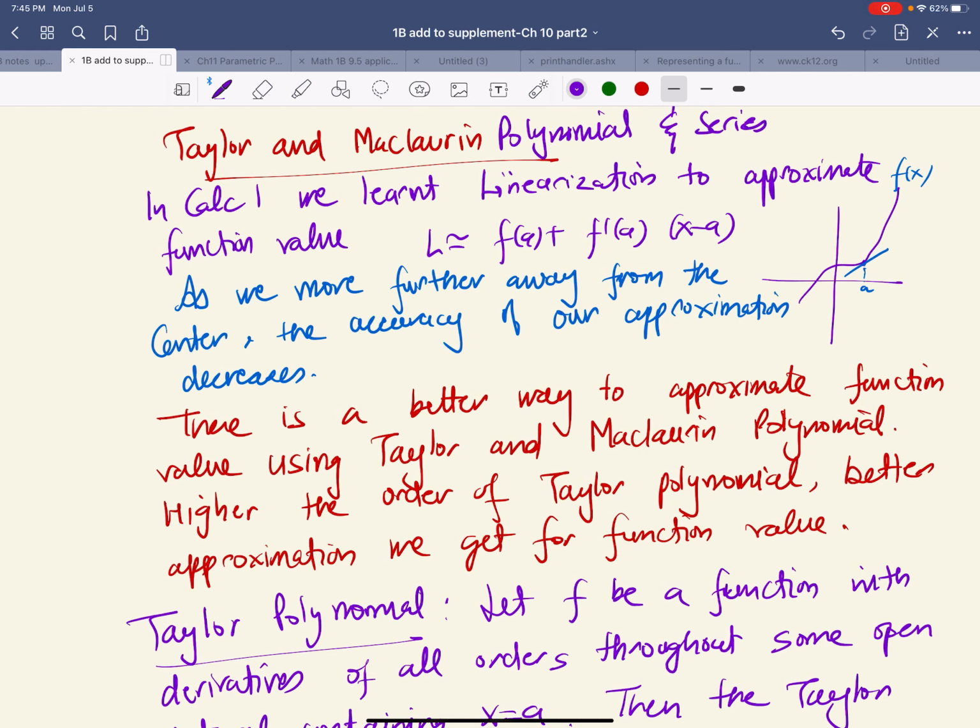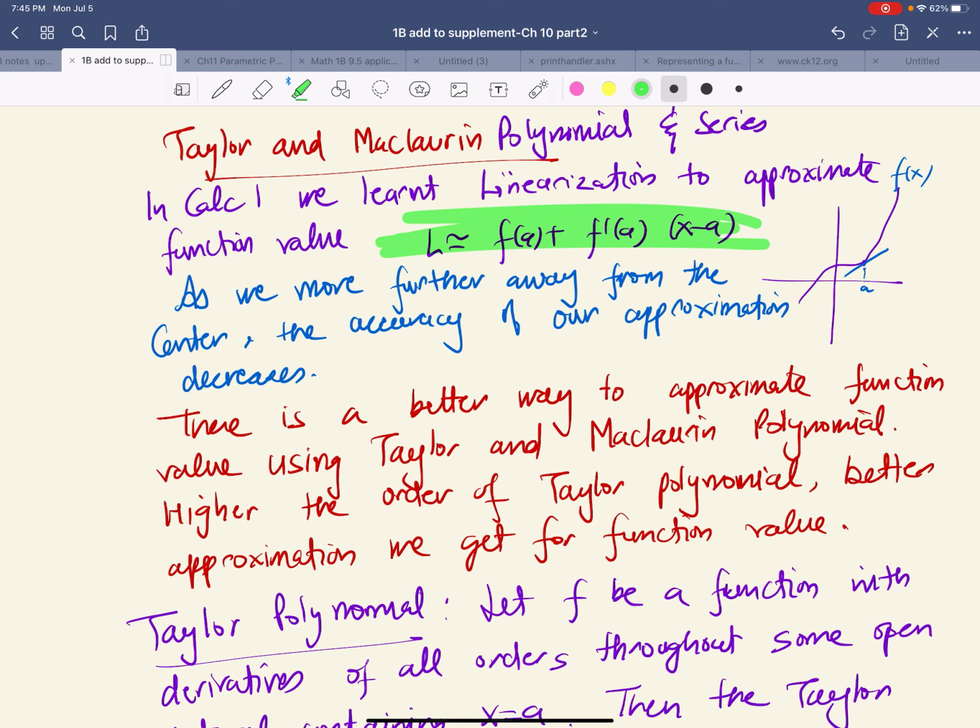In this video, we will talk about Taylor and Maclaurin polynomials and series. In Calc 1, we learned linearization to approximate the y value for a function which was difficult to find using the tangent line approximation. So we saw we could use a nicer point closer to where we want to find the y value, and use the tangent line at that point to approximate the y value of a function.